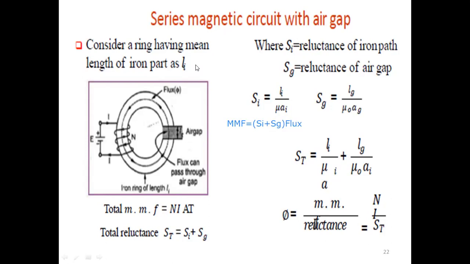We know that the reluctance of the iron path is Si with a cross-sectional area Ai, and the reluctance of the gap is Sg.